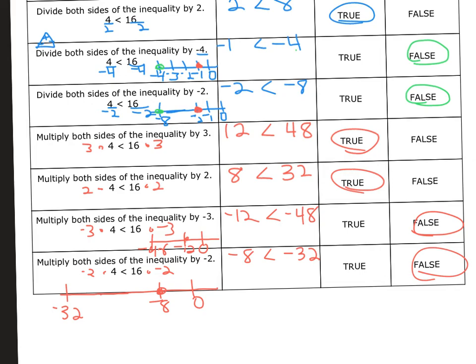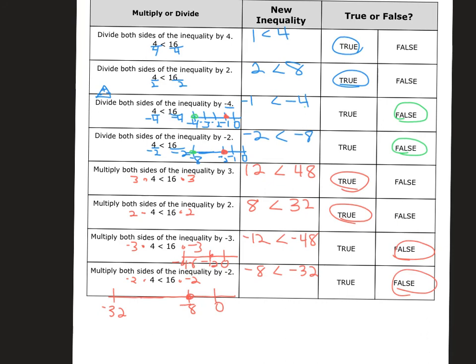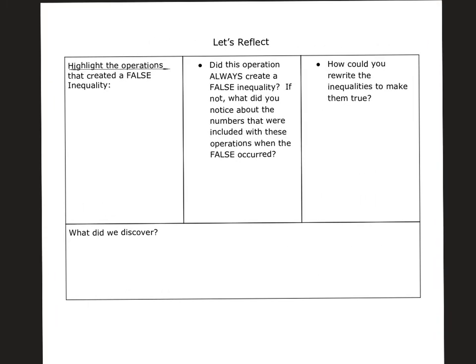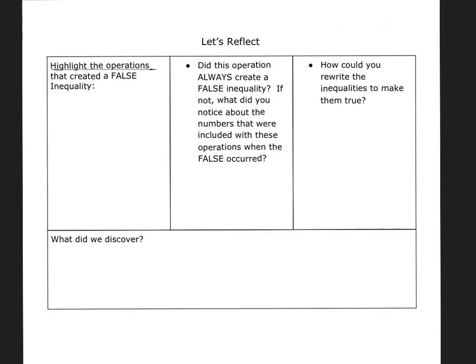It's interesting. I need you to observe the patterns that you're seeing. What type of numbers or what operations are making us have false statements? Think about everything that created a false inequality. Which operations, adding, subtracting, multiplying, or dividing, gave false inequalities? What did you observe? Did this operation always create a false inequality? And if not, what did you notice about the numbers that were included with these operations? How could you rewrite the inequalities to make them true?